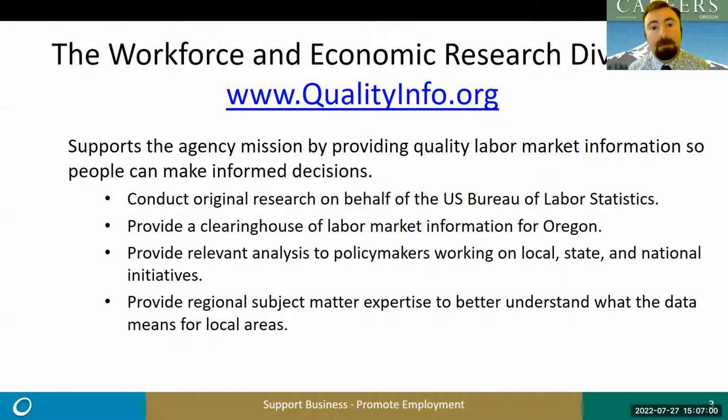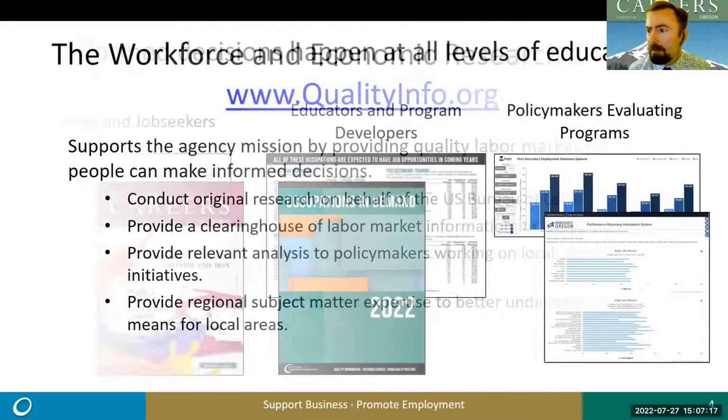And it's these subject matter experts in the regional areas, our workforce analysts and our regional economists, that provide that subject matter expertise to understand what's going on in the local communities. And I'll hit back on those regional folks here in just a little bit later on.